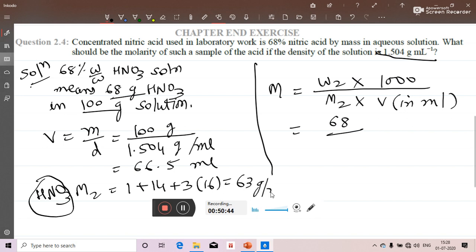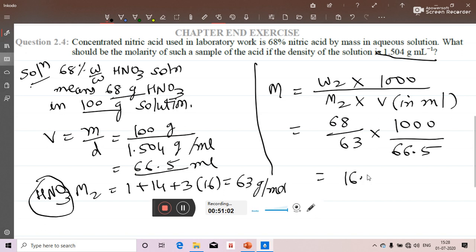So here molar mass is 63, into 1000 upon volume of solution in ml. So that we have found as 66.5 ml. So when you solve this, our final answer of the molarity will be 16.23 molar.